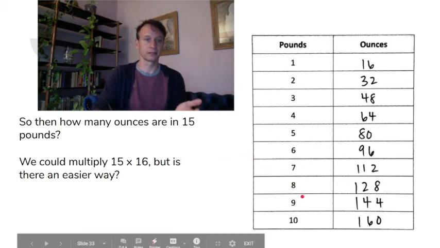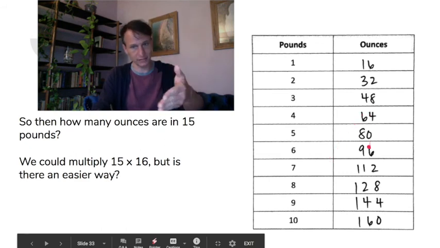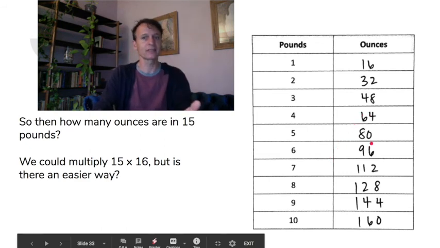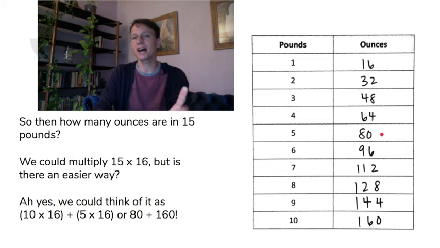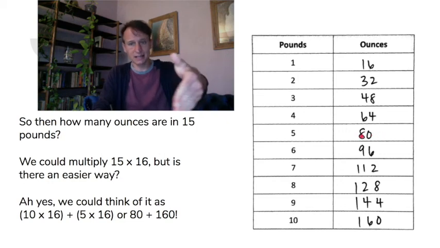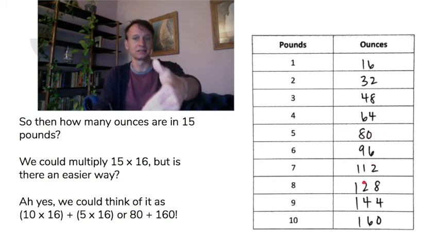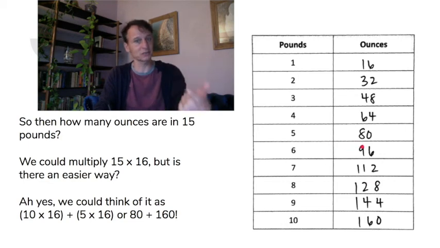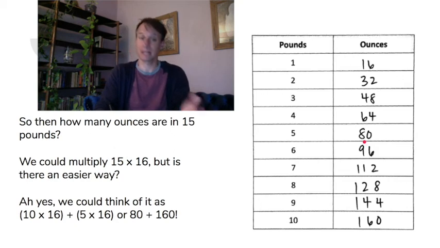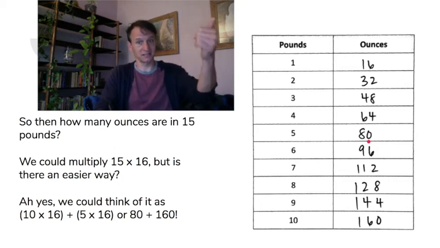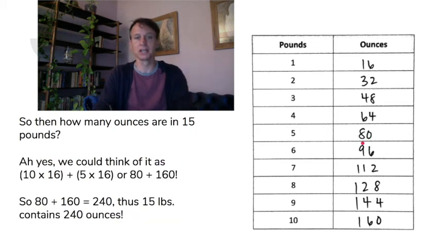However, I think I see an easier way given that we have this table in front of us. Do you see it? Yeah, we know that 10 and 5 are 15, right? The 15 pounds, we can decompose as 10 pounds and 5 pounds. And then we already have 10 times 16 and 5 times 16, so we can just put together 80 plus 160. And if you know skip counting by 8s, right? 8, 16, 24, but it's times 10, so 240.